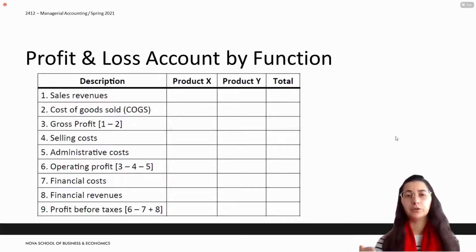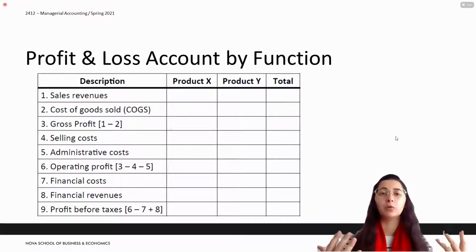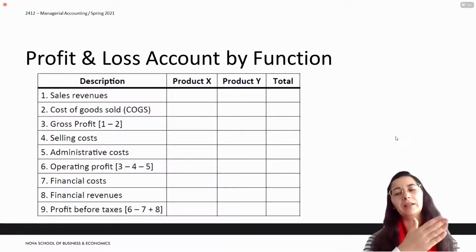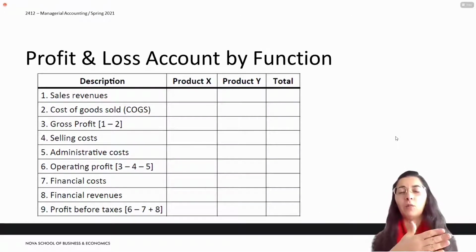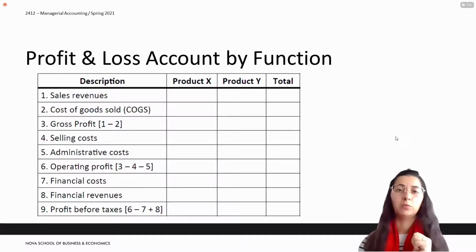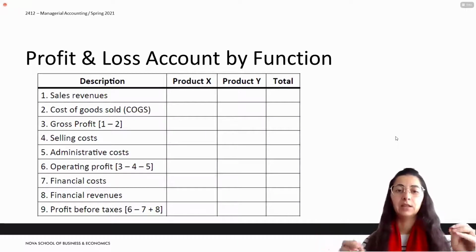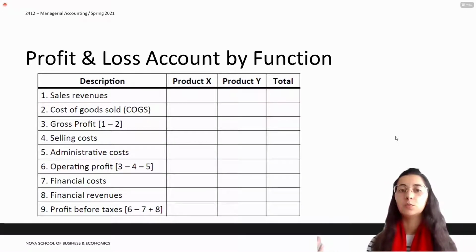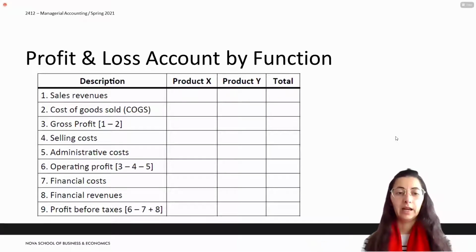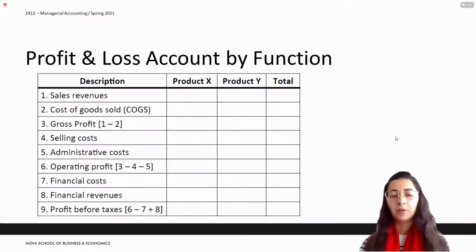This is really important for managers to understand how profitable the products are. And when they have different products, or different stores, they can compare. Which product is more profitable? Which store, which location is more profitable? So they can have this comparison and make decisions based on this. And then they will deduct the non-manufacturing costs, like selling costs and administrative costs, which will give the operating profit. And finally, they will consider the financial costs and revenues to have the profit before taxes.